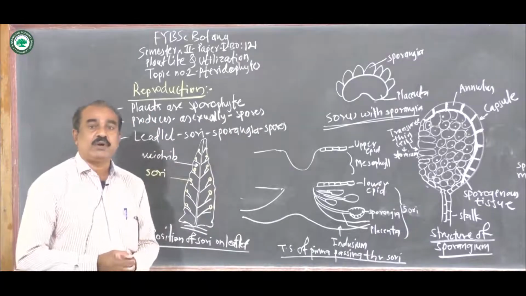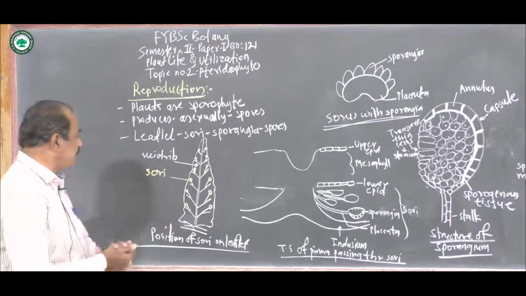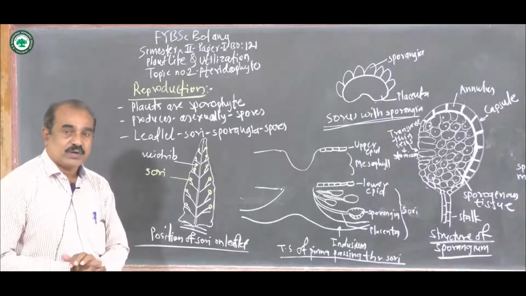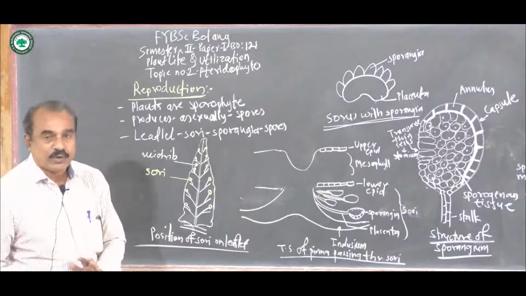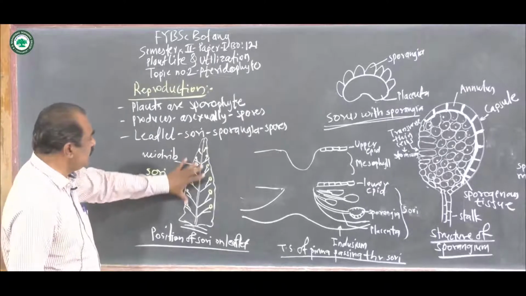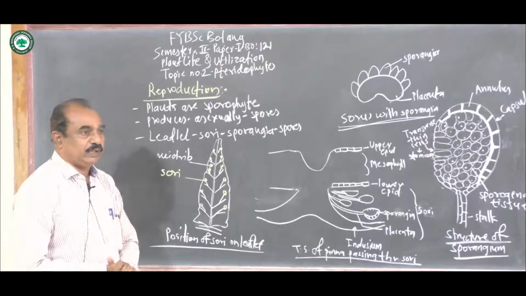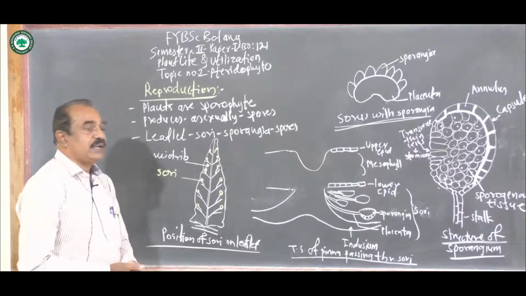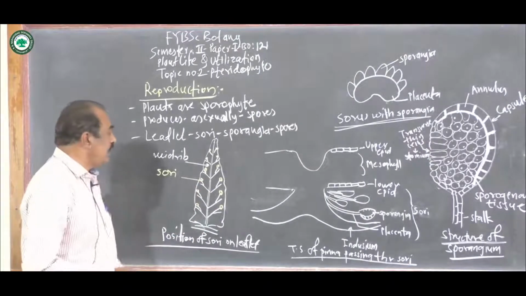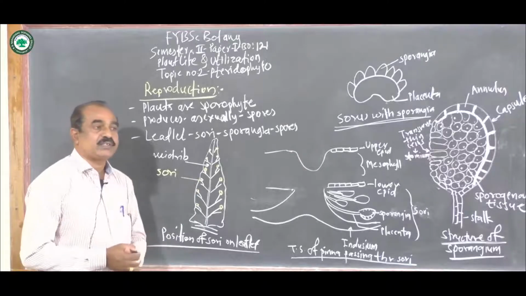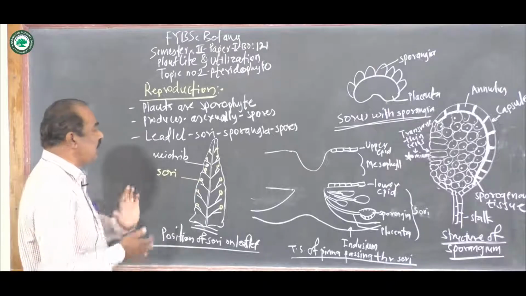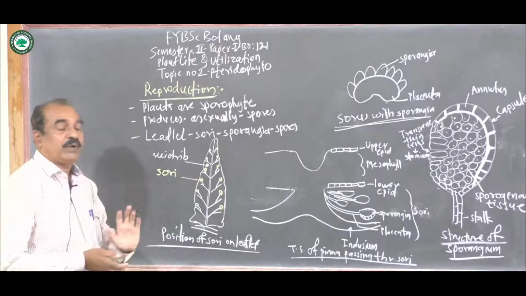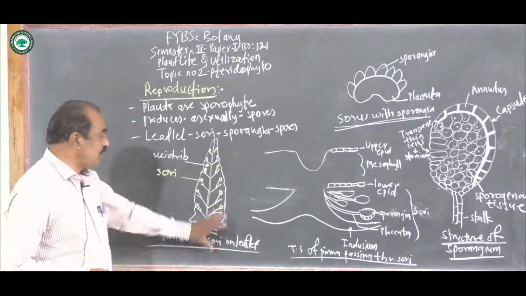Now, they are developed on the leaflet. So, this is about the position of a sorus on a leaflet. These sori are developed from the lower surface of the leaflet. This is the diagram of the lower surface of the leaflet. It has a midrib at the center, and there are lateral veins. They are forked, and at the vein endings, some dotted structures are developed, and they are called sori. So, this is from the lower surface of the leaflet or pinna. This is about the position.